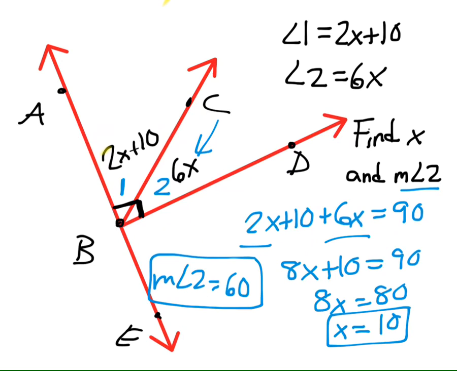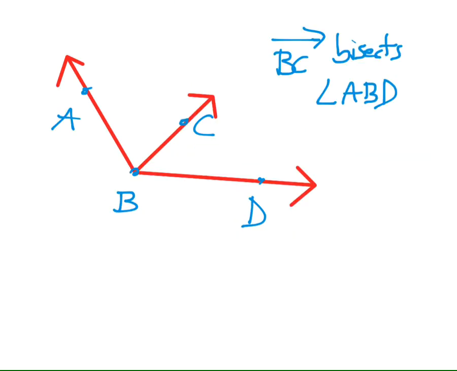Plus 10 is 30. Before I go anywhere else on this one, I know BC bisects angle ABD, which bisect again means what? Cut in half. So I know that piece is the same as that piece. I'm going to put those tick marks in there. BC cut those two in half. Okay.